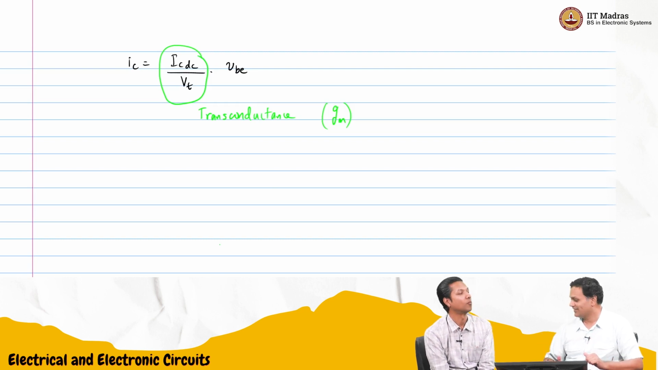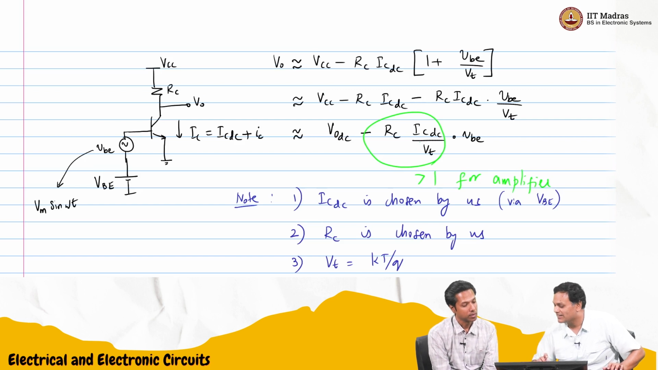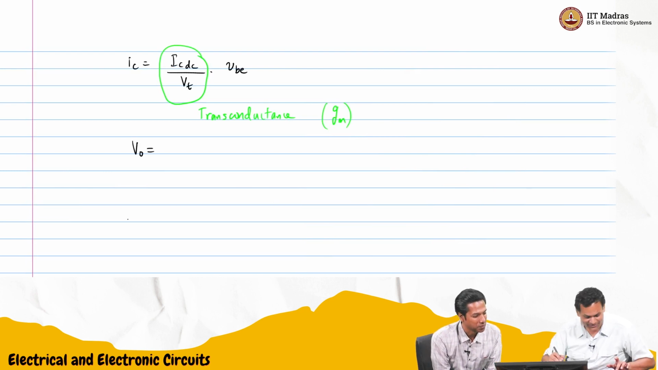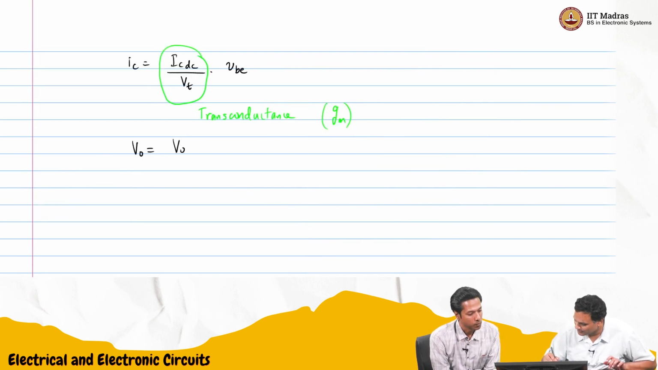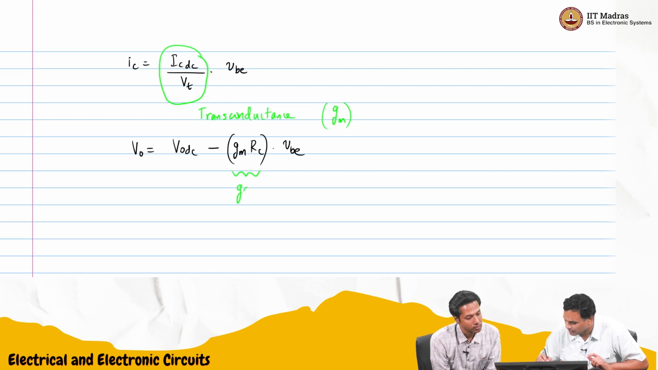That means this gain is gm RC. So now the gain of the amplifier is gm times RC. To be precise, to be technical, minus gm RC. So VO is minus gm RC times VBE. This is the gain of the amplifier.